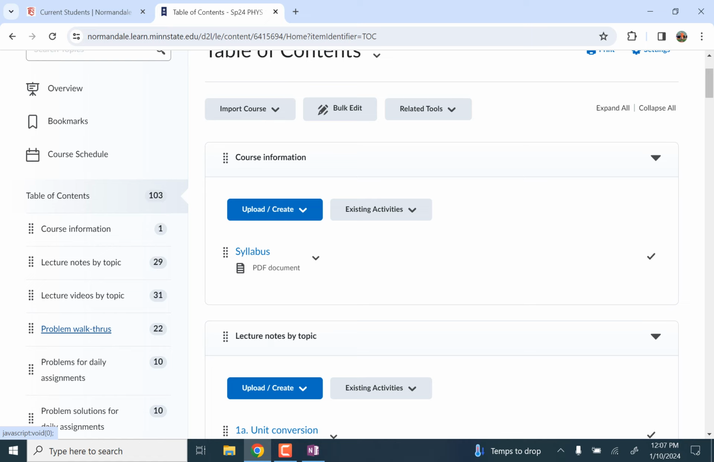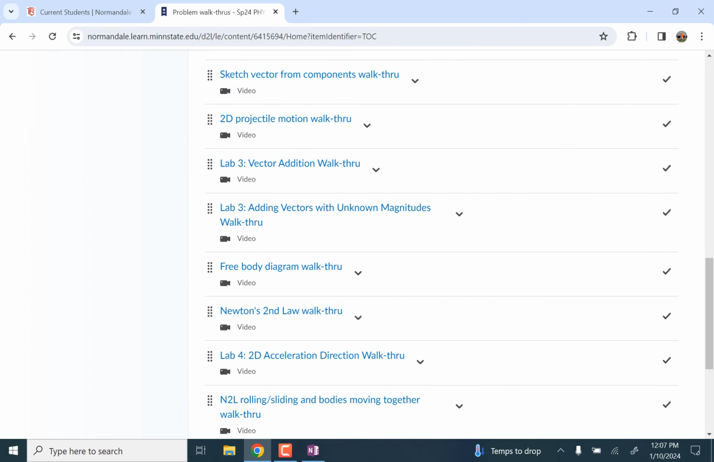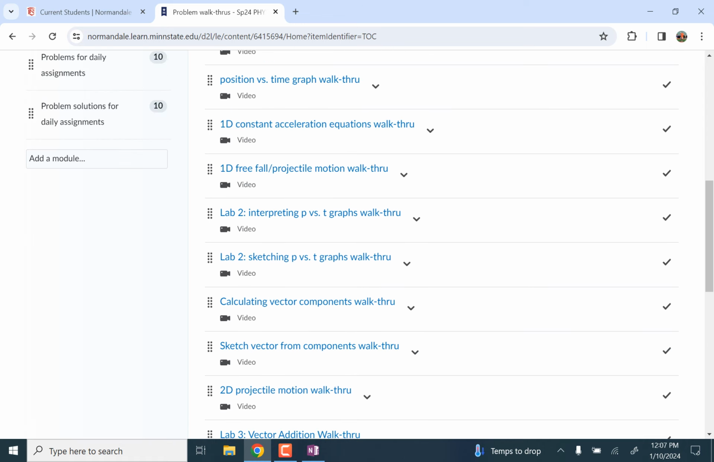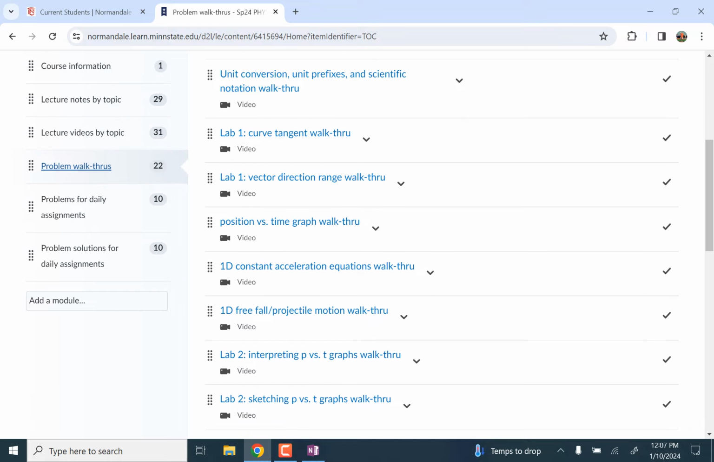There are also these problem walkthroughs. There's a few different kinds of problems, and the title of each one sort of describes what it is. So if you're ever working on a problem and stuck and the example problems didn't help you, maybe there's something here that'll help you.